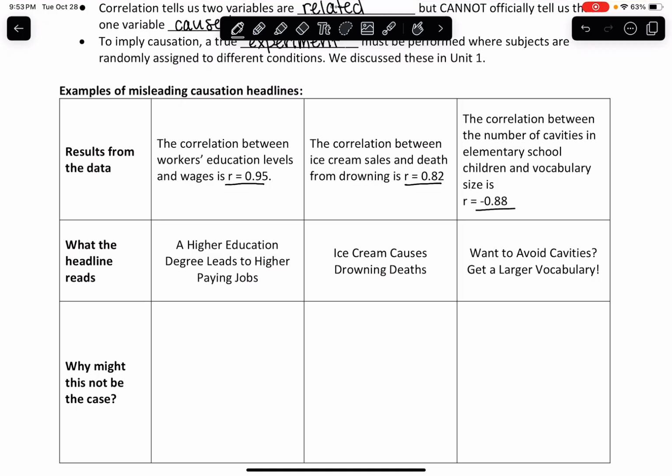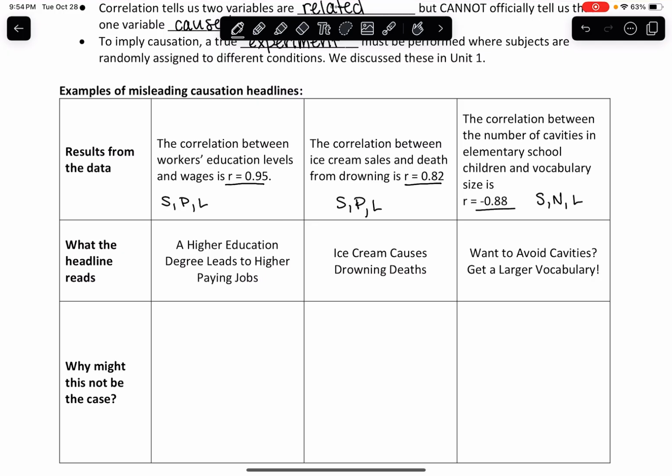The first thing I would do looking at this is identify form, direction, strength. This has an R value of 0.95: strong, positive, linear. Same thing with the ice cream sales, R value of 0.82: strong, positive, linear. The cavities in elementary school children: strong, negative, linear. It's got an R value of negative 0.88. All of those correlation values suggest a strong relationship.